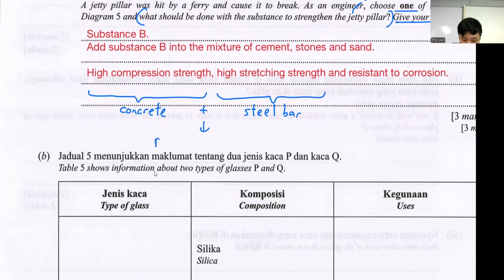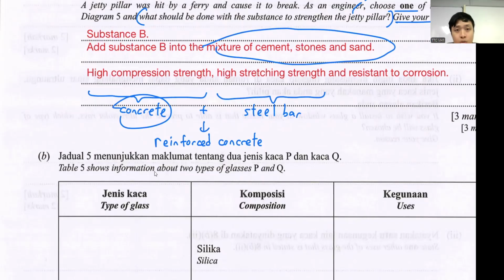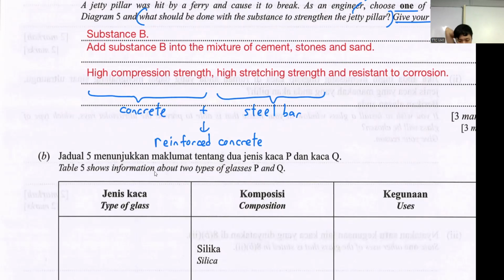So you add concrete with steel bar, then the whole thing is reinforced concrete, which is one of the composite materials. This reinforced concrete contains all these three characteristics. Okay. So any question? Concrete is made by cement, stones, and sand. Yes, concrete is made by cement, stones, and sand.